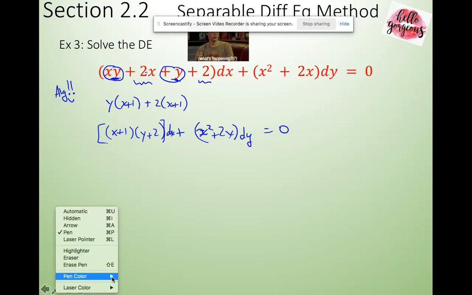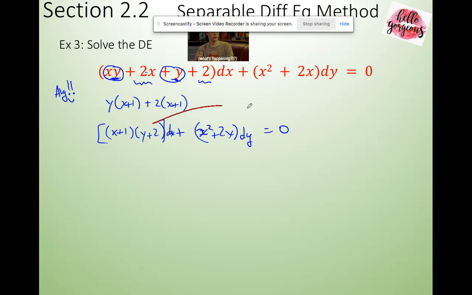And you could do either one, obviously. I'm going to move that over there, so I'm going to be left with x squared plus 2x dy is equal to negative x plus 1 times y plus 2 dx. And now I just got to collect stuff around, right?